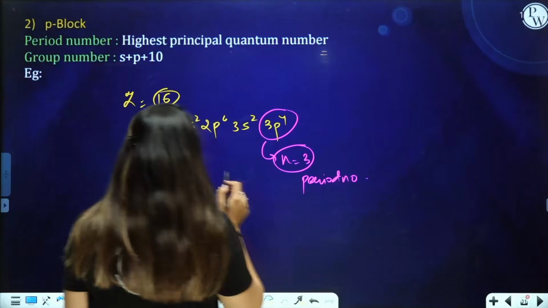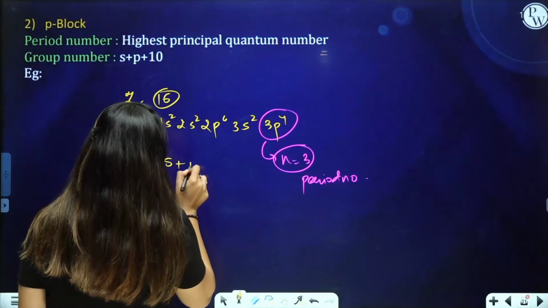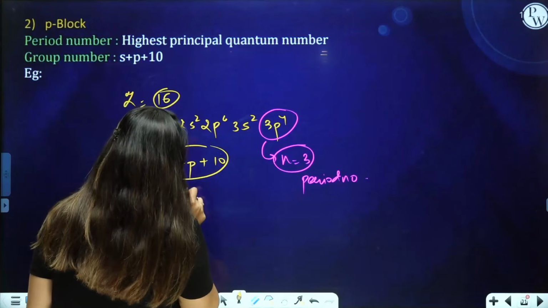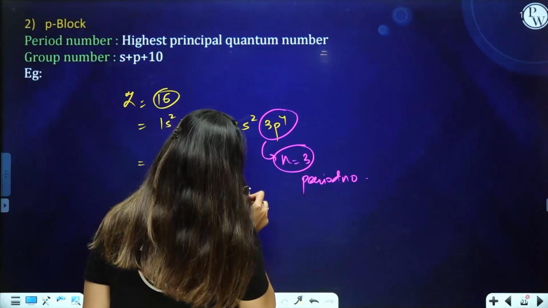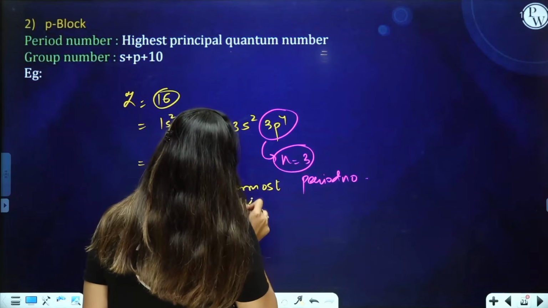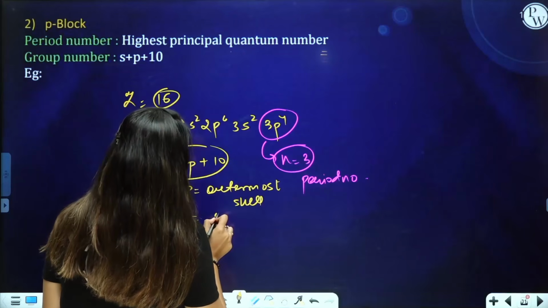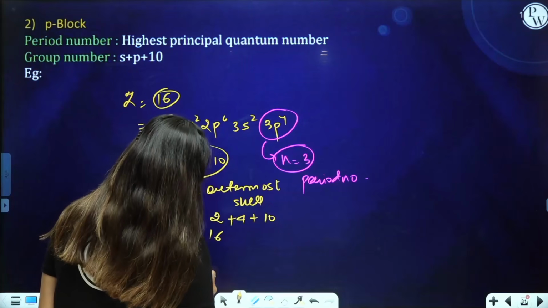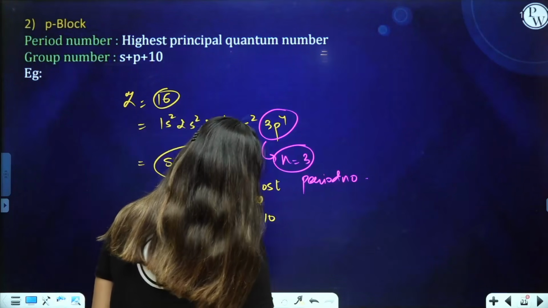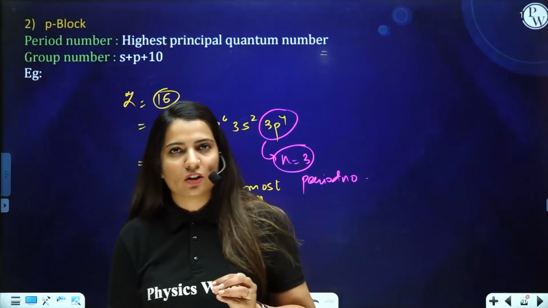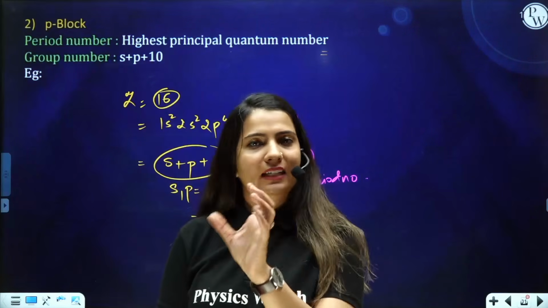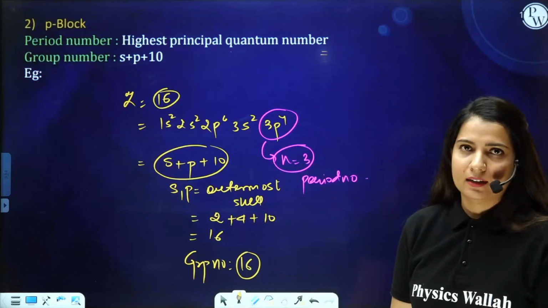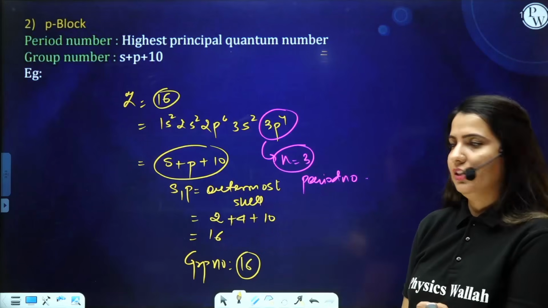What about the group number? For the group number, just add the s electrons plus p electrons plus 10. These s and p electrons are for the outermost shell. So in the outermost shell, s electrons are 2 and p electrons are 4, plus 10, so it comes out to be 16. You can simply write that the group number is 16. The highest n, the highest shell number, the outermost shell, gives the period number. You can relate all of these words with each other.